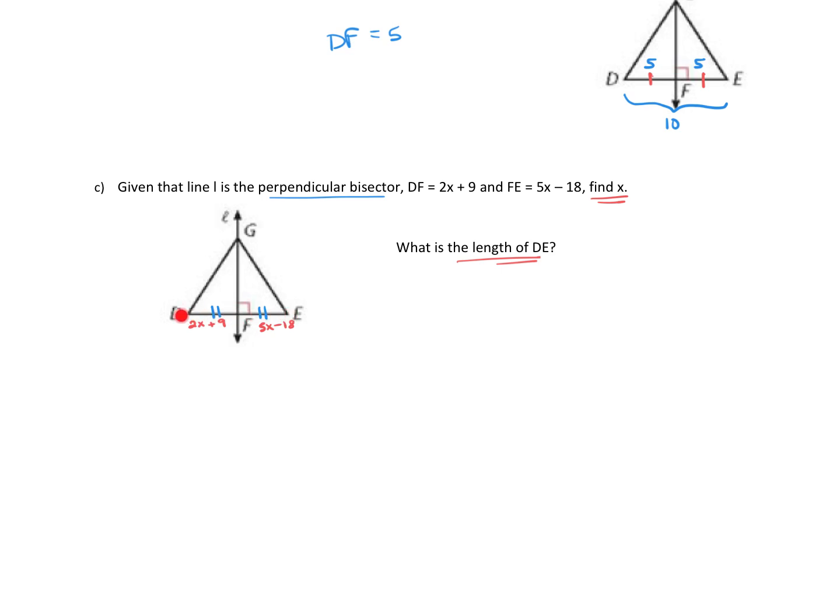Well, if we knew how long DE was, the whole thing, then yeah, we could say 2x plus 9 plus 5x minus 18 equals, let's say, 70. But they didn't give us that information because we don't know how long the whole segment is. But we do know that these two segments are congruent. Anything that's congruent, you can set equal to each other. So we're going to say 2x plus 9 equals 5x minus 18. We're going to solve this equation.